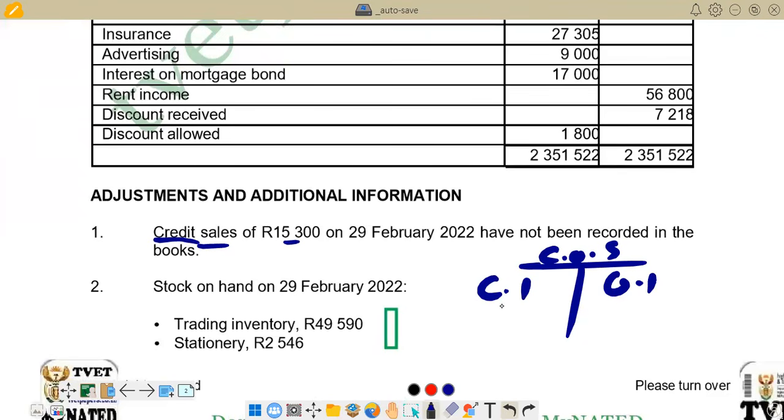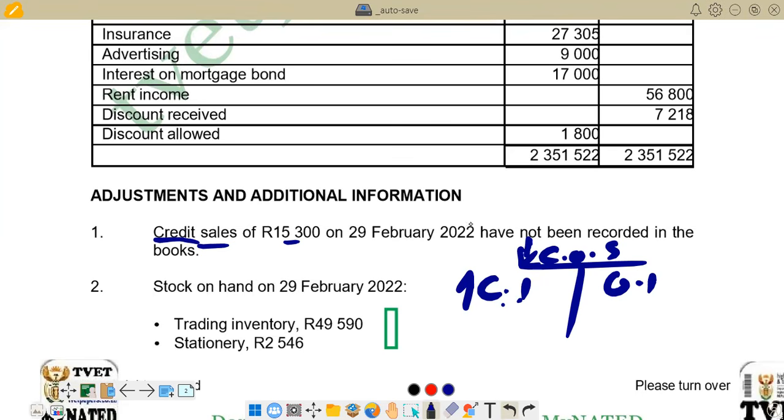So it means when we adjusted cost of sales with omission of this credit sales, the closing inventory figure was a bigger figure. But now we want to remove the goods that were sold from the figure of closing inventory. So it means this figure is going to be reduced, and when the closing inventory increases, the cost of sales figure will go down. So there's a negative relationship there.